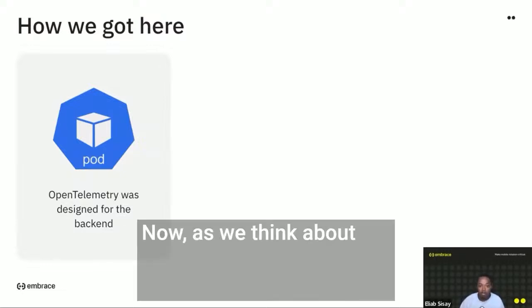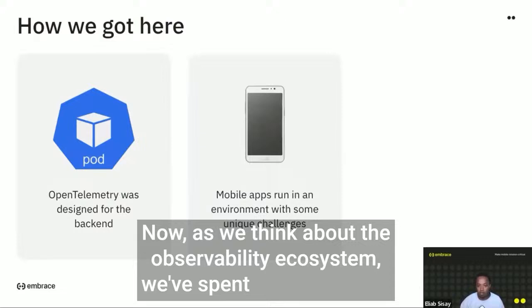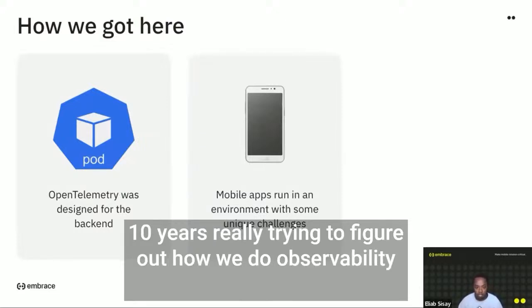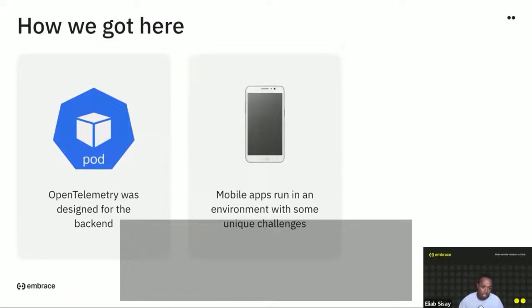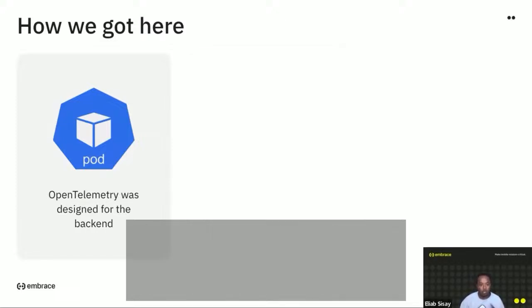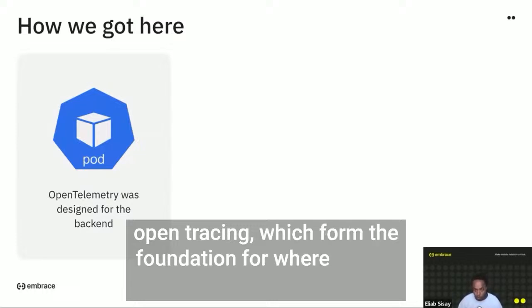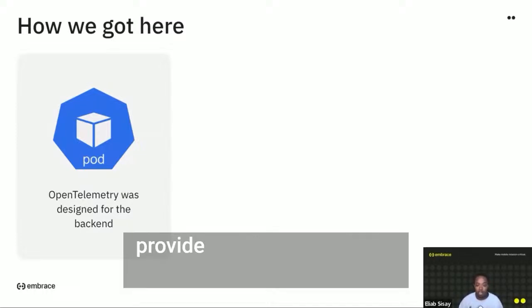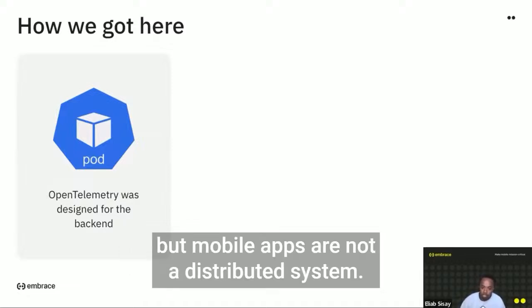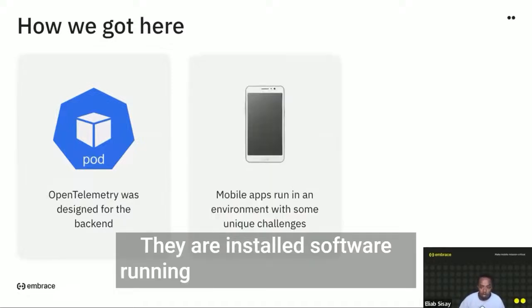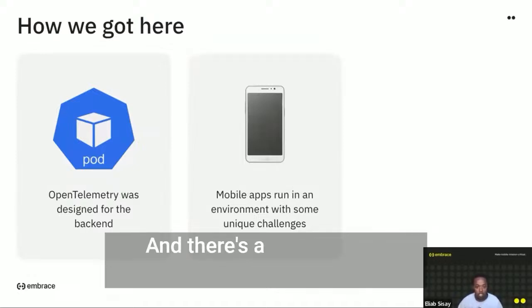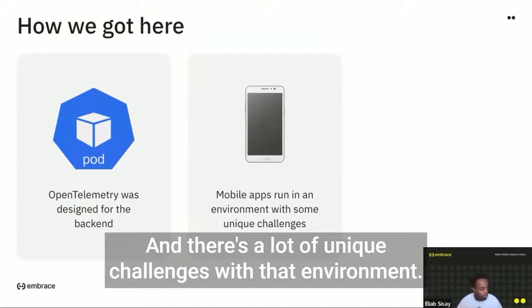Now, as we think about the observability ecosystem, we've spent the last 5 to 10 years really trying to figure out how we do observability better for backend systems. And there are a variety of standards that were created, most notably OpenCensus and OpenTracing, which form the foundation for where we are today with OpenTelemetry, to provide the visibility into the health of distributed systems. But mobile apps are not a distributed system. They are installed software running on distributed compute resources that interact with distributed systems. And there's a lot of unique challenges with that environment.